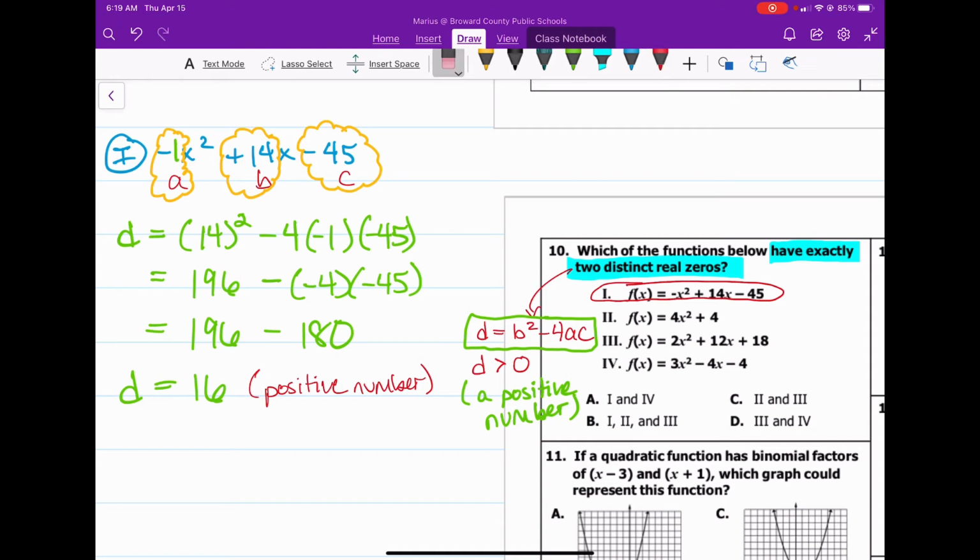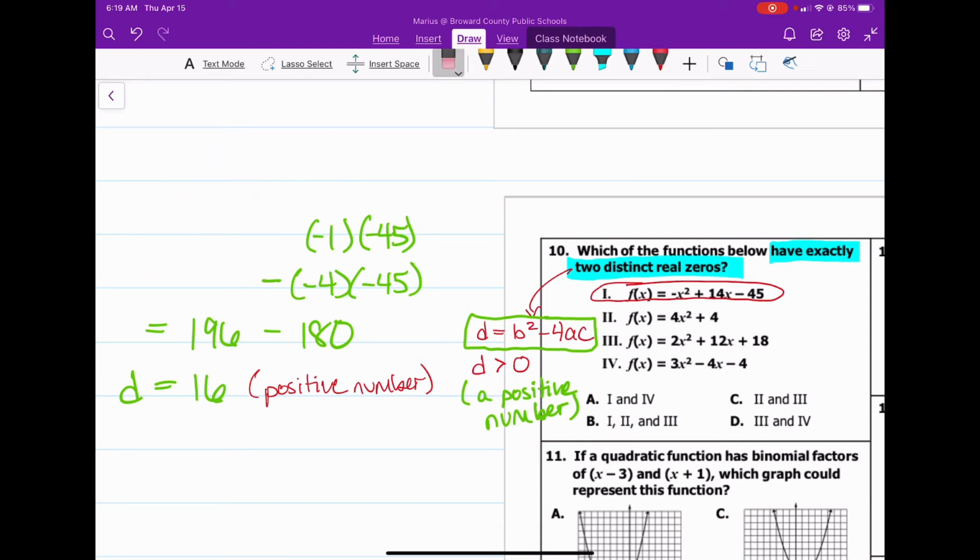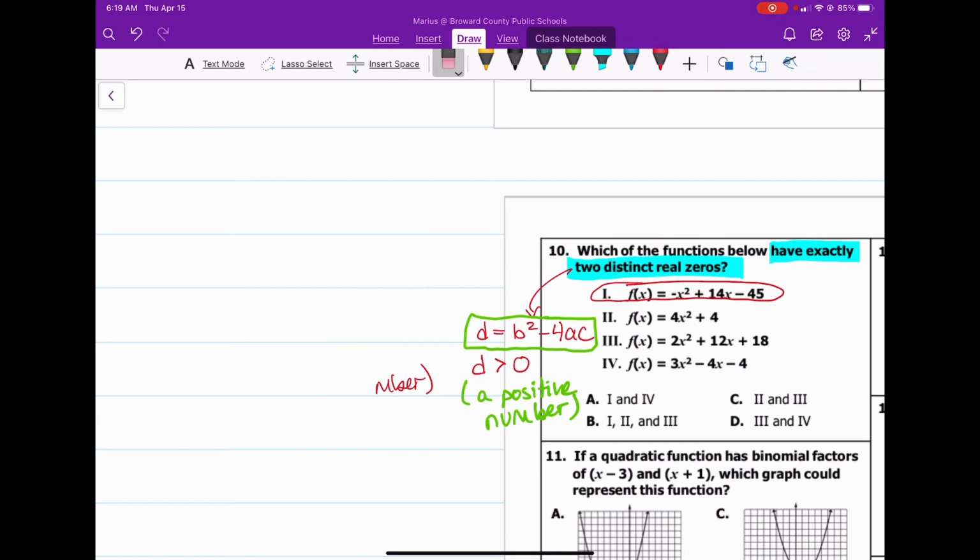So now that we've figured that out, let's go ahead and try the next one, because if we look at our answer choices, A, B, C, and D, there's more than one answer. So we have to try it again. Now we've got to do Roman numeral 2. 4x squared plus 4. So here's a and c. There is no x term, all right? So that means that there's no b term. So in this case, b is equal to 0.